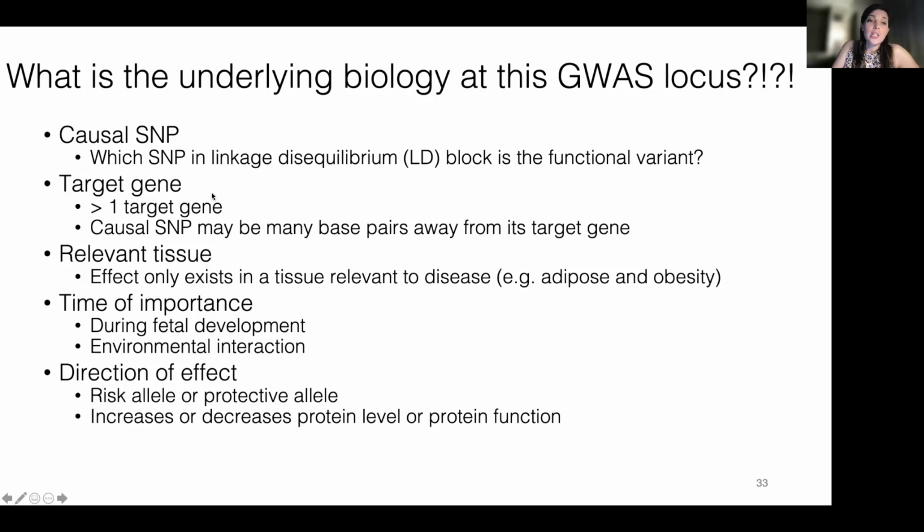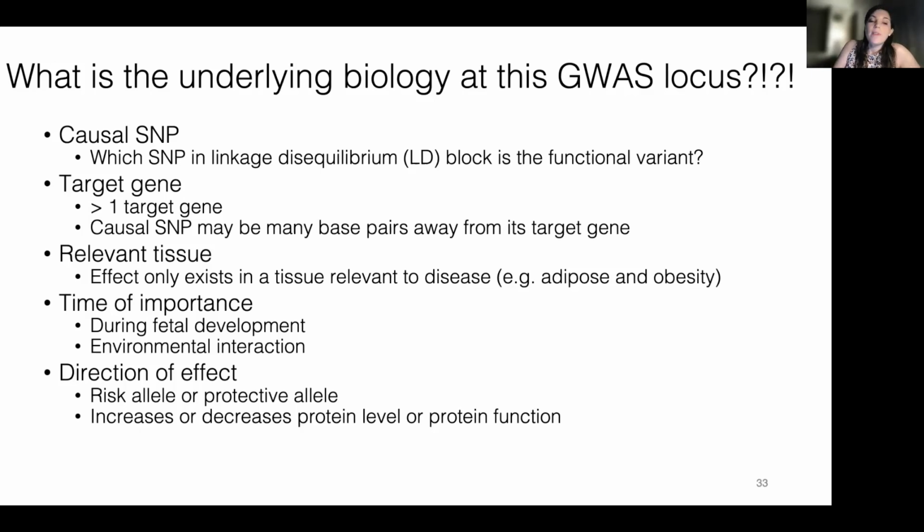We want to figure out the target gene, and sometimes there could be more than one target gene, and a causal SNP may be very far from its target gene because of that 3D conformation of the genome that we talked about. We want to think about the relevant tissue. Sometimes the genetic variation is really only relevant in a tissue that is important to that disease, so adipose and obesity, for example. The time is important. A lot of things might be happening during fetal development, which is harder to measure, or an environmental interaction that's going on, like when we eat or when we exercise.